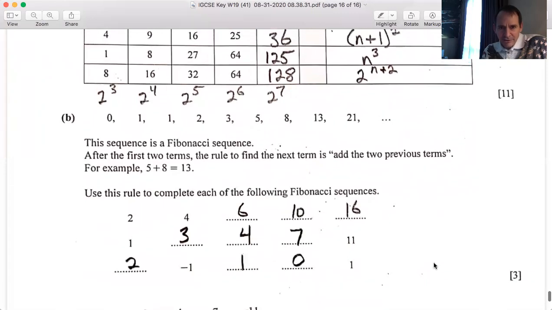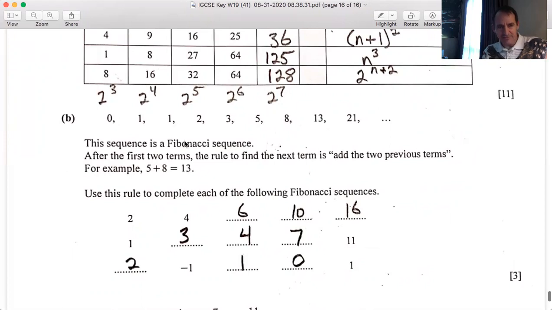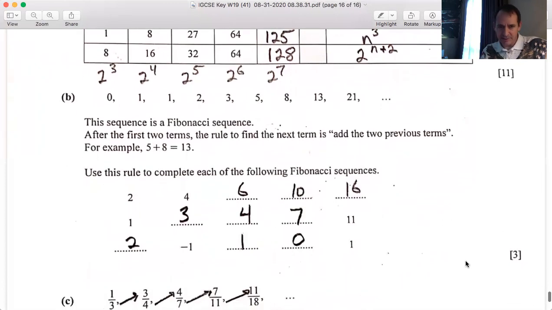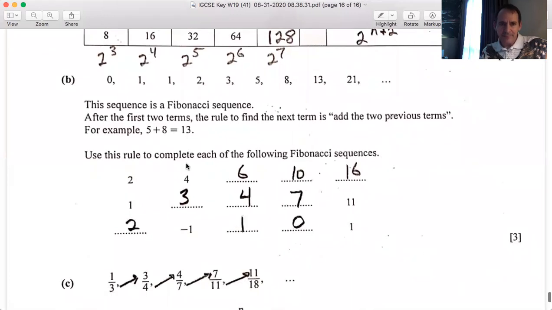Now we have this Fibonacci sequence where you add the previous 2 numbers to get the following number. So notice 5 plus 8 is 13. Use this rule to complete each of the following Fibonacci sequences. The first one is easy. 2 plus 4 is 6. 4 plus 6 is 10, 6 plus 10 is 16.